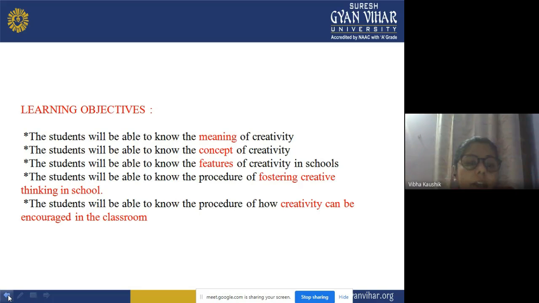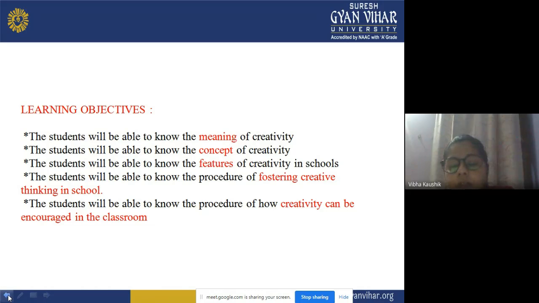Now, these are the learning objectives of today's topic. The student will be able to know the meaning of creativity. What is creativity? The student will be able to know the concept of creativity. The student will be able to know the features of creativity in schools. The student will be able to know the procedure of fostering creative thinking in schools.